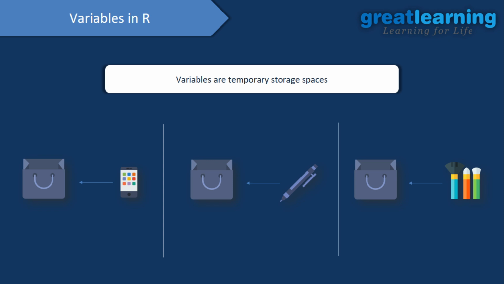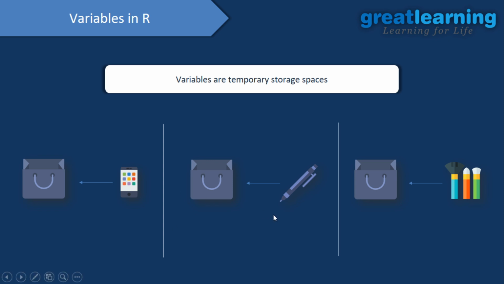And how do we work with data? Well, you have to store that data somewhere, and this is where variables come in. So we'll take the same example. Now let's say you have a phone with you and you want to store this phone somewhere. So consider this to be a storage space. So what you do is you take this phone and place it in this storage space over here. You can consider this to be a variable for now.